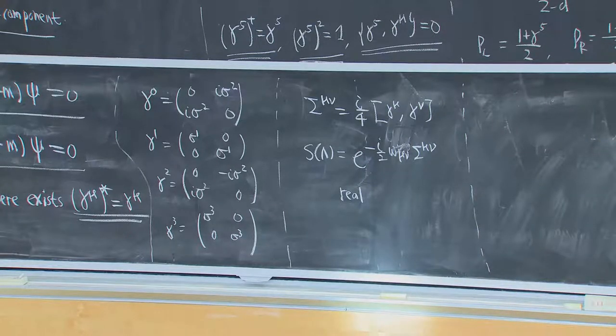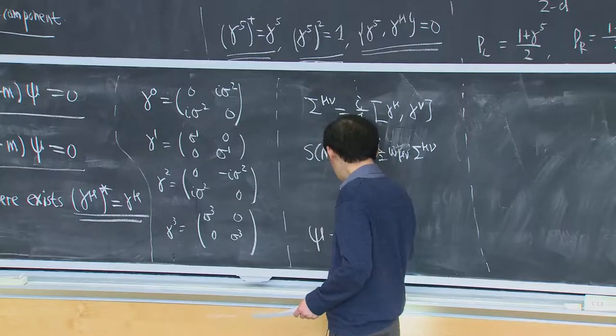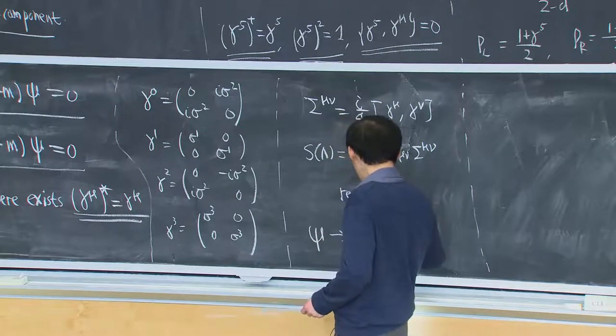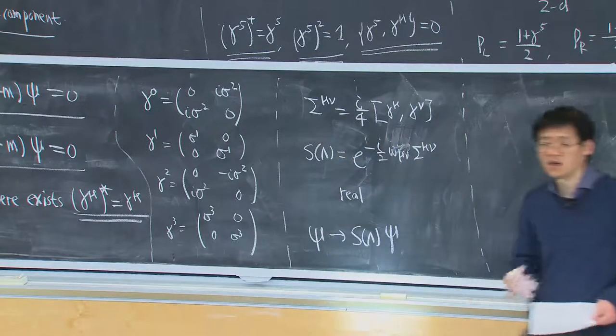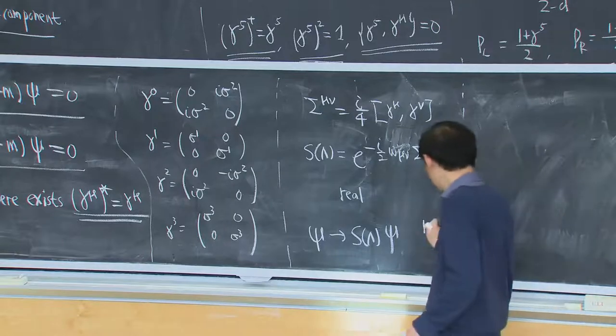And now we are done. Okay, that means that if we take the psi is real, then after Lorentz transformation, this remains to be real. Okay, and so that means that it's compatible with Lorentz transformation. If it were not compatible with Lorentz transformation, then we would be finished. So this shows that this remains real.